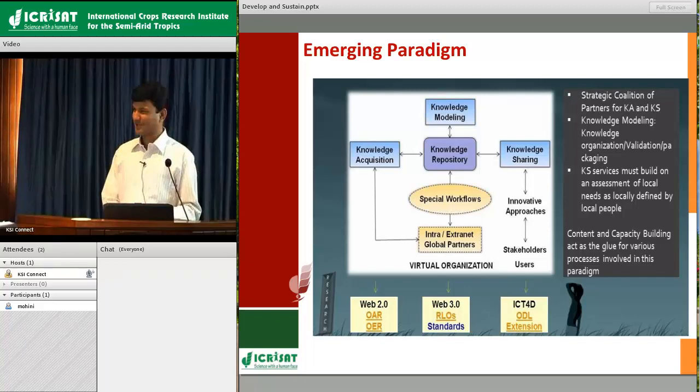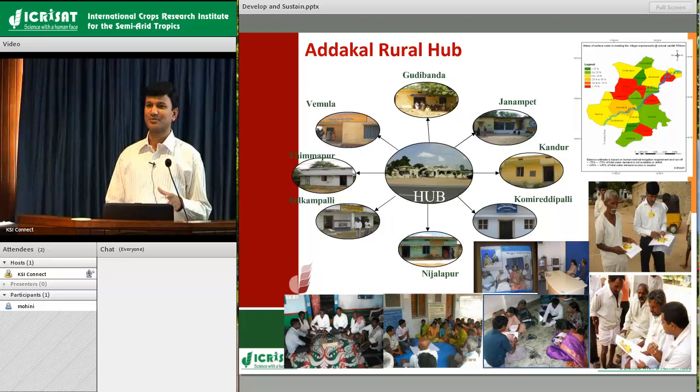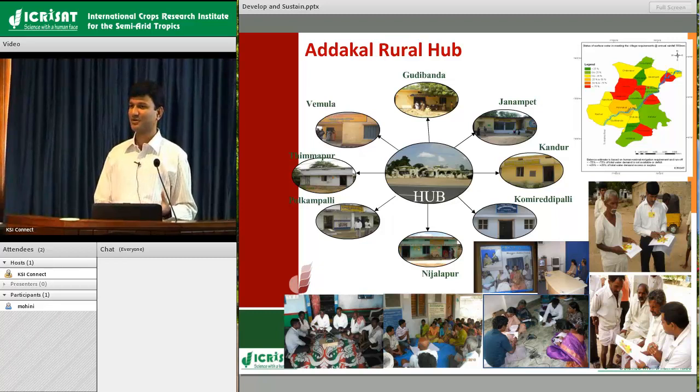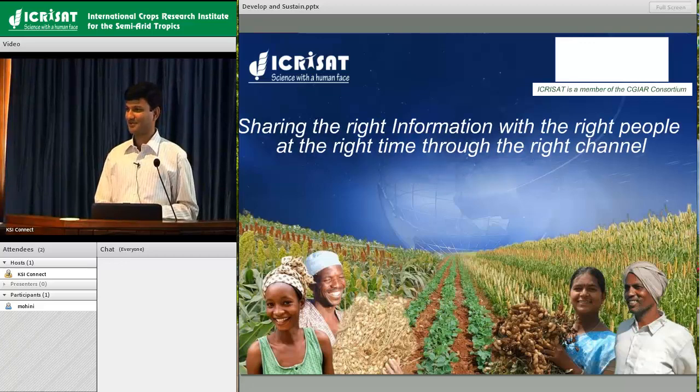And this experimental hub, let me not touch on this one. Why do we have these experimental hubs? To better understand what works and what didn't work in a specific location. We have 3 experimental hubs. You have an opportunity. What we believe in is sharing the right information with the right people at the right time through the right channel.